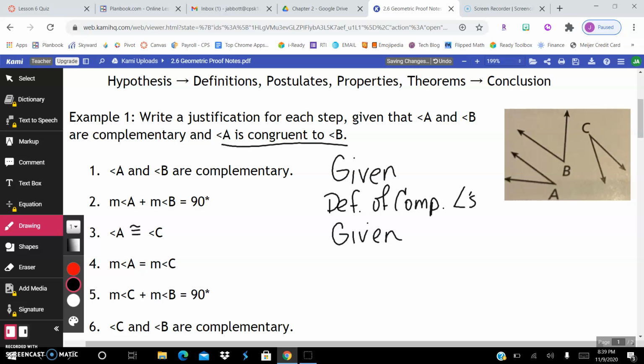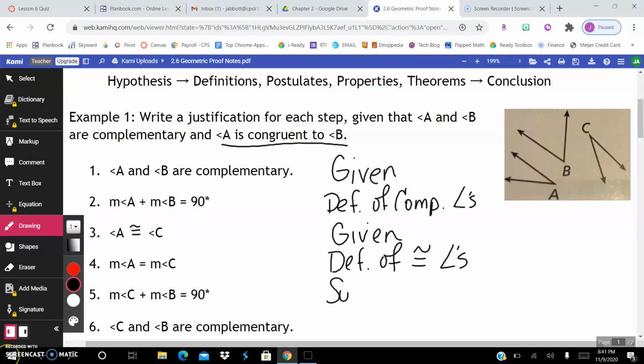Number 4 is the measure of angle A is equal to the measure of angle C. That would be the definition of congruent angles because it says that two angles are equal. So definition of congruent angles. And you can write the words out or you can use the symbols, whatever works best for you. Number 5, the measure of angle C plus the measure of angle B is equal to 90.